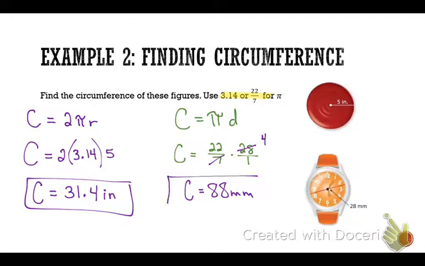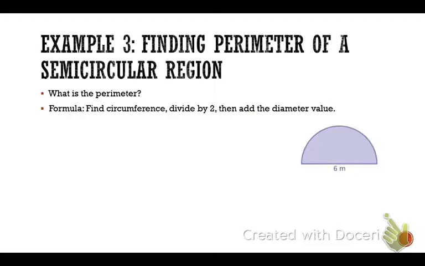All right. How do we do on finding circumference? Okay. For a semicircle, the process is very similar.